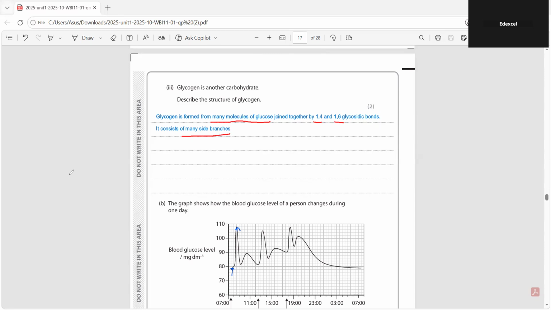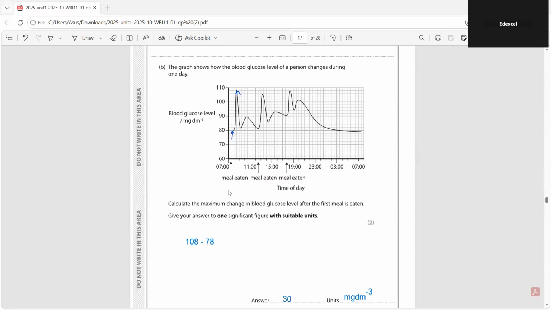So let's move on to the next part of the question. The graph shows how the blood glucose level of a person changes during one day. Calculate the maximum change in blood glucose level after the first meal is eaten. So you can see according to this graph, they have shown 3 arrows: first meal, second meal, and the third meal. So the first meal starts at the point of 78, okay? So this is 78 because one box represents 2 units. So 1, 2, 3, 4, 4 boxes from 70, that's 78.